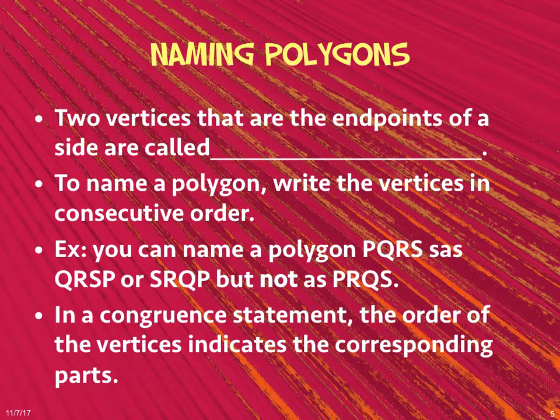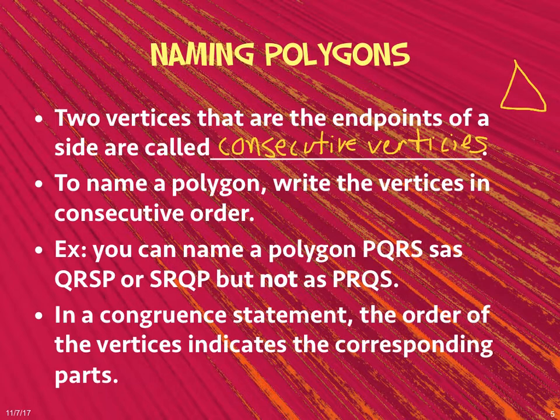Two vertices that are the endpoints of a side are called consecutive vertices. So if we had a triangle here, the endpoints of one side, so we're just looking at this side to the left, the endpoints would be here and here. So these 2 angles would be consecutive vertices. To name a polygon, we write the vertices in consecutive order.